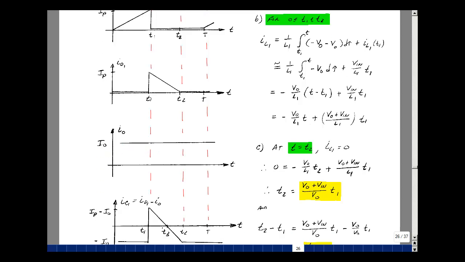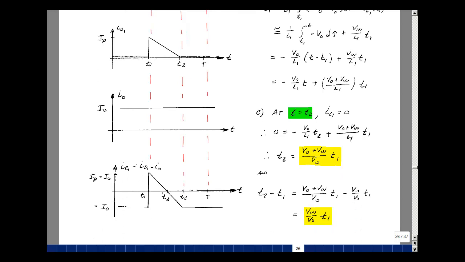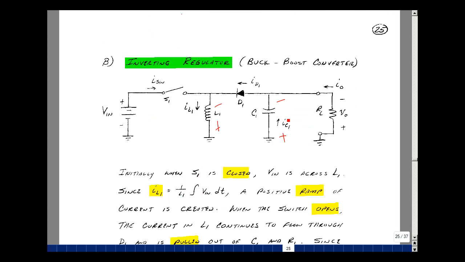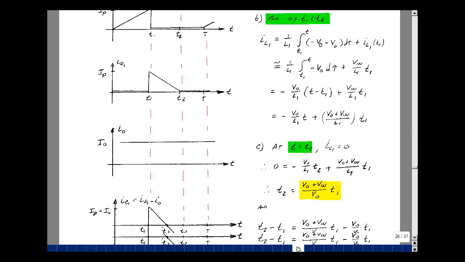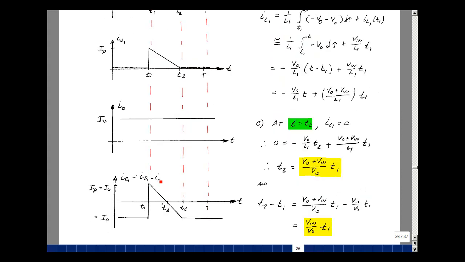And then what does the capacitor current look like? We have to go back and look at the schematic again. Let's do that on the previous page. The capacitor current is equal to this current plus this current. So I sub C1 is equal to I sub D1 minus I out. Go back to the previous page. It's my general expression at any instant in time. Now the diode current is 0 for this first interval when the switch is closed. So we just simply have the negative of I out.